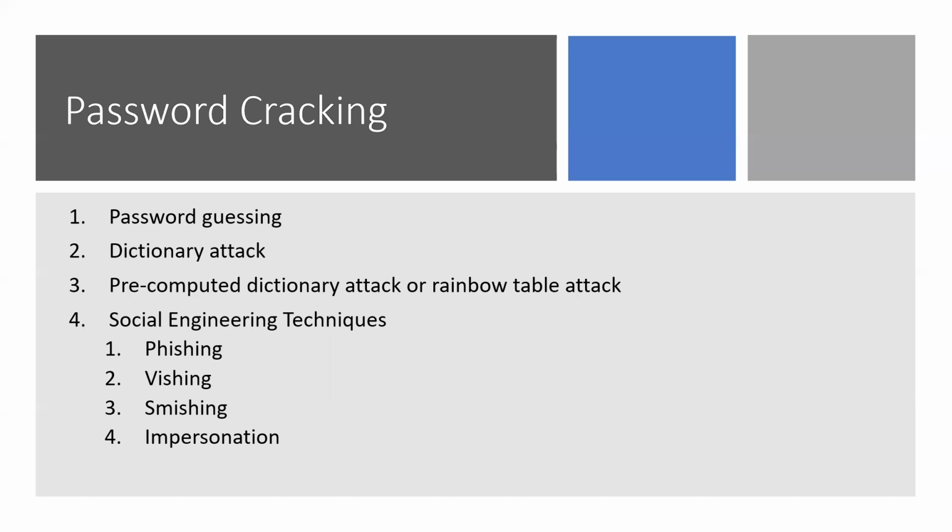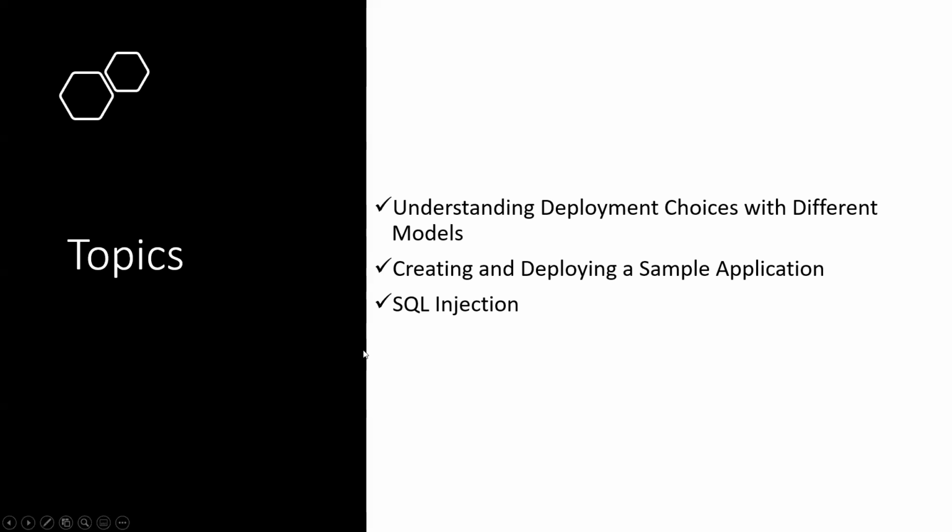And then for the last one, we have impersonation. So it involves in-person scenarios such as wearing a service provider uniform to gain access inside the building or any system. So those are all the different password cracking techniques that we have. Right. So I think we have officially completed all of the topics that need to be discussed.